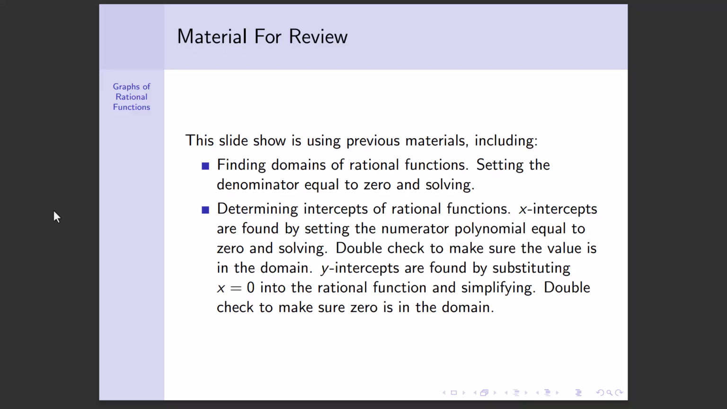include finding domains of rational functions, setting the denominator equal to 0 and solving. We would also like to determine the intercepts of rational functions. X-intercepts are found by setting the numerator polynomial equal to 0 and solving. Double check to make sure the value is in the domain. Y-intercepts are found by substituting x equals 0 into the rational function and simplifying. Again, double check to make sure 0 is in the domain.